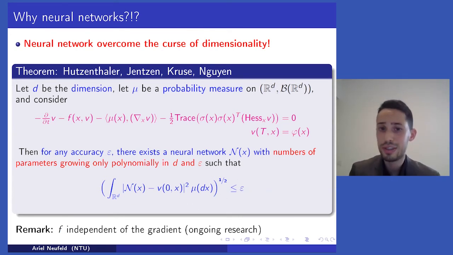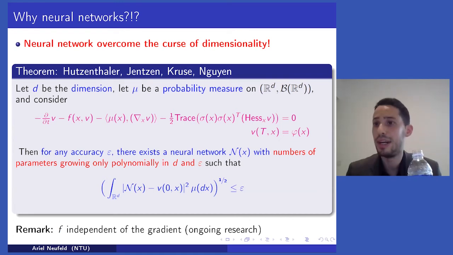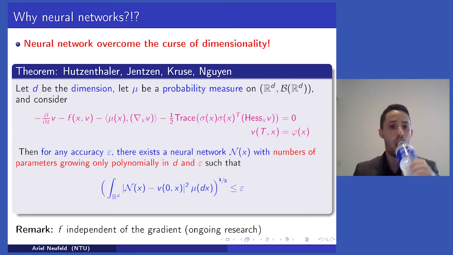So this really shows you that neural networks can overcome the curse of dimensionality, because given the accuracy epsilon, the amount of parameters you need in your neural networks only grows polynomially in D and epsilon. This is an indication that the neural network can really do the job well for high dimensional problems, particularly for very high D.